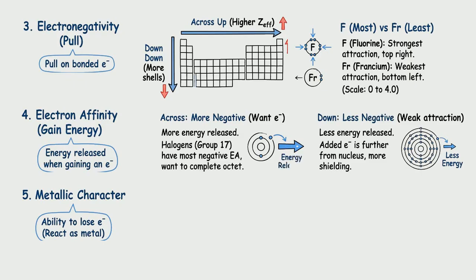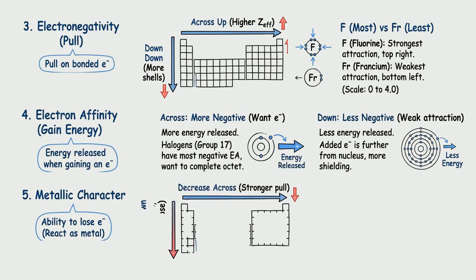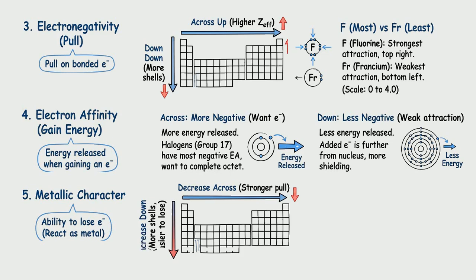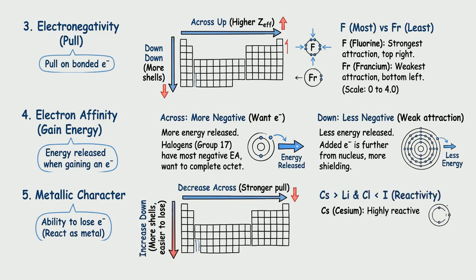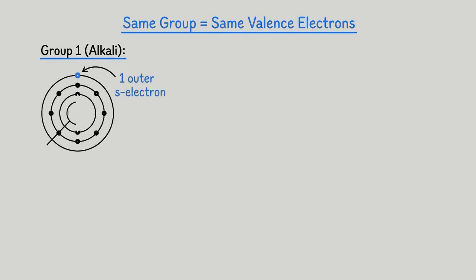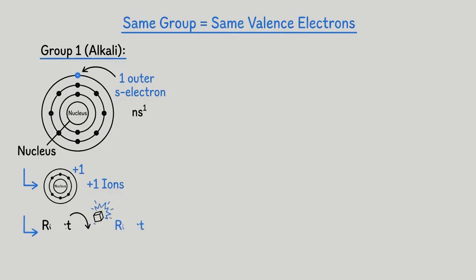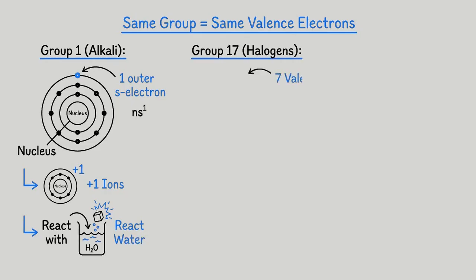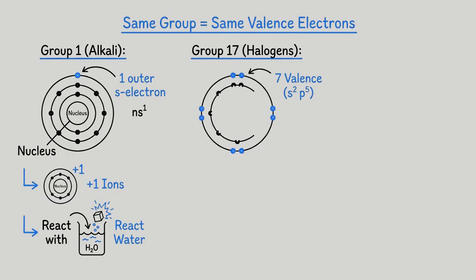Now, why do elements in the same group behave similarly? Because they have the same number of valence electrons. Group 1 elements all have 1 electron in their outermost s orbital. That's why lithium, sodium, and potassium all form +1 ions and react violently with water. Group 17 elements all have 7 valence electrons, 2 in the s orbital and 5 in the p. They all want 1 more electron to complete their octet, so they're highly reactive nonmetals. Group 18 elements have full outer shells, making them stable and unreactive.